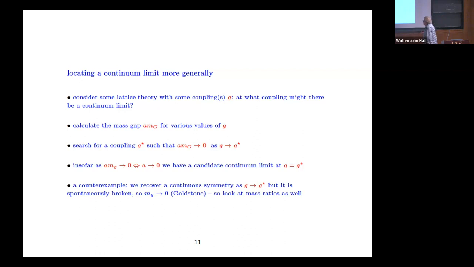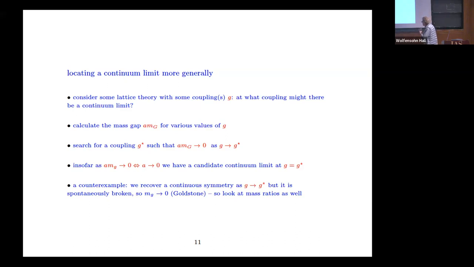You can ask at what coupling might there be a continuum limit. What you can do is calculate on the lattice using these correlation functions, at each G, the whole grid of G values, the mass gap. It'll come out in lattice units, as we just saw from the correlation function. So what you will get is the value of the lattice spacing times the mass gap. And if the lattice spacing is to go to zero, that means this has to go to zero. So you're looking for a coupling G star such that the mass gap goes to zero as G goes to G star. You can do that in general, even if G star is not zero, in a theory where you don't have asymptotic freedom. And in that sense, this is a candidate for being a continuum limit.